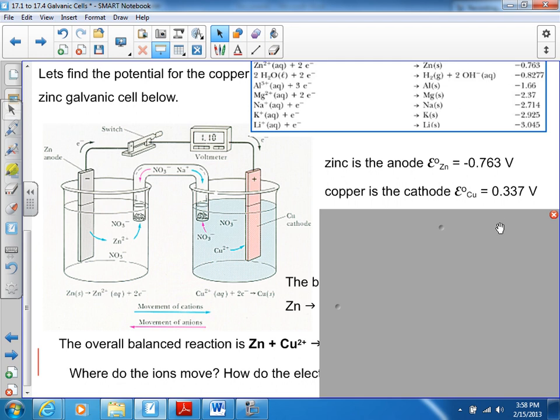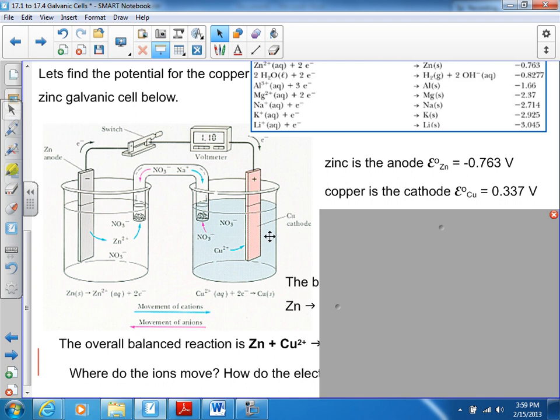Now, overall, this whole thing has to be positive, and one of these has to reverse sign. So you figure out which one has to reverse sign in order to make sure that when we add these together, we get a positive number. Well, if I have a positive and a negative, I'm obviously going to change the sign of the negative. And this will be my oxidation reaction. This will be my reduction reaction. Reduction, red cat, occurs at the cathode. The copper's the cathode.